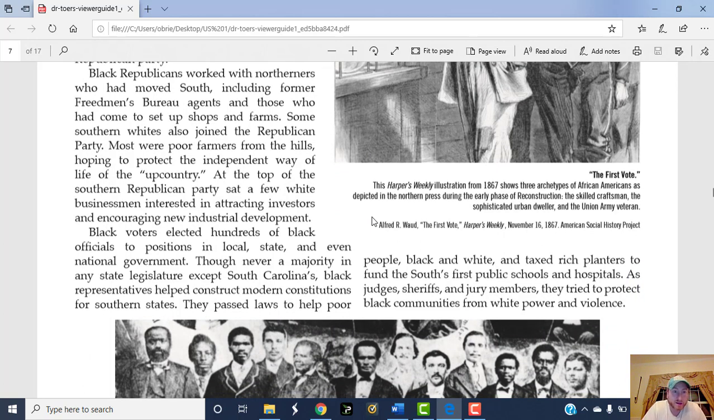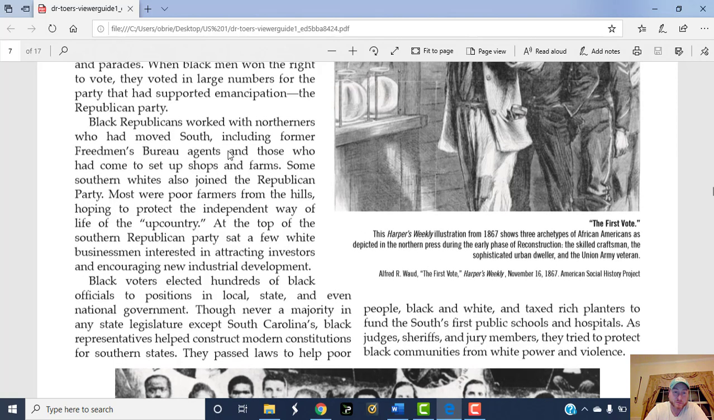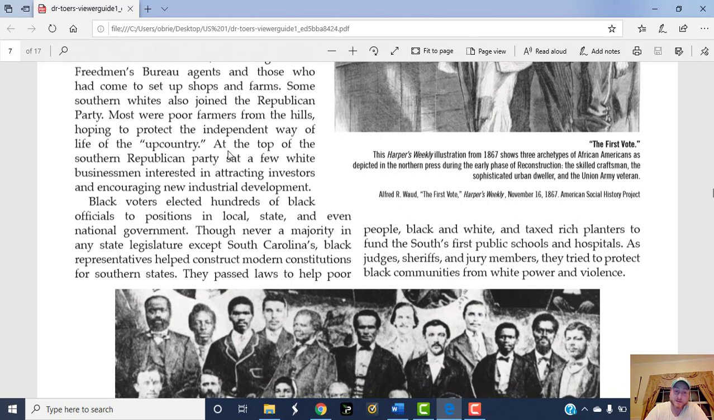Next paragraph. Black Republicans worked with Northerners who had moved south, including former Freedmen's Bureau agents and those who had come to set up shops and farms. Some Southern whites also joined the Republican Party. Most were poor farmers from the hills, hoping to protect the independent way of life of the upcountry. At the top of the Southern Republican Party sat a few white businessmen interested in attracting investors and encouraging new industrial development. All right, so there were some poorer whites who allied themselves with the freed people, but for the most part, race got in the way.